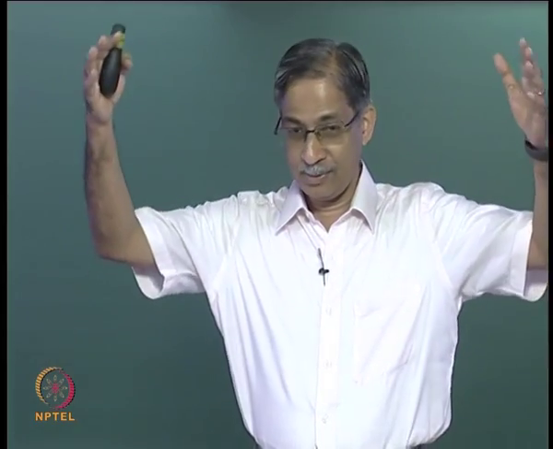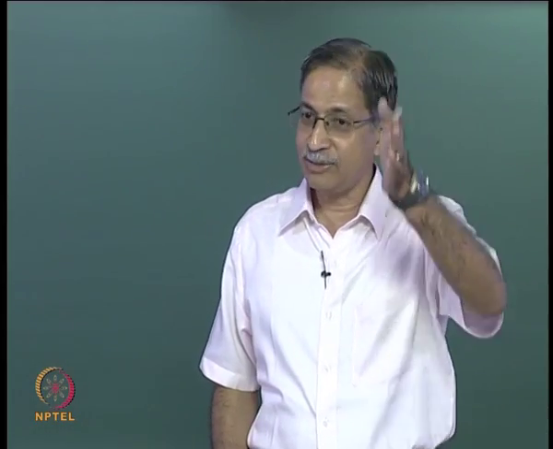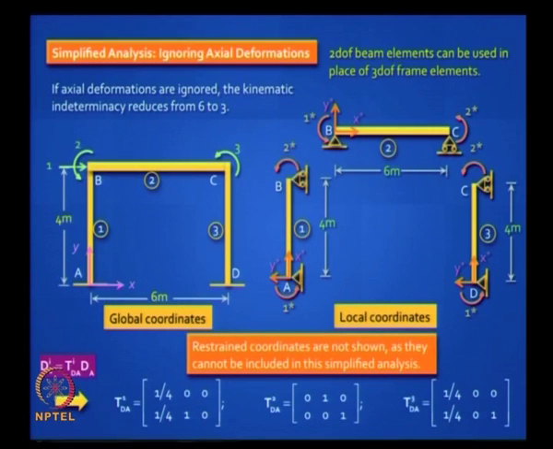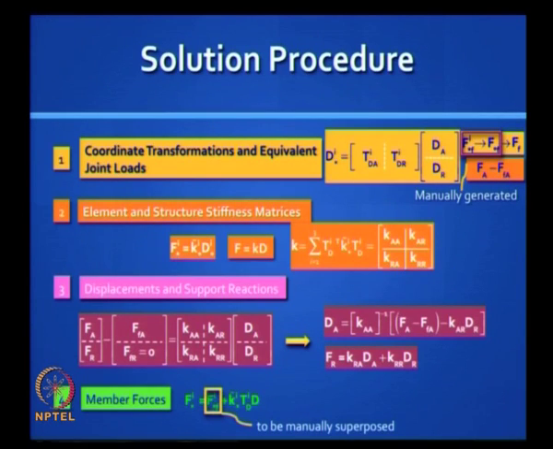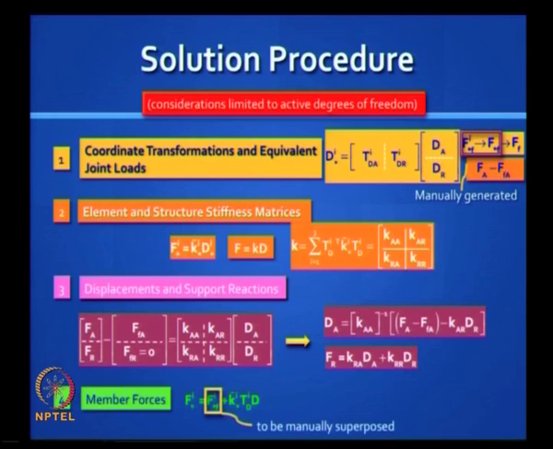We had that 12 by 12 and then I had to explain each column and each. Now this is child's play, right? The tremendous reduction in effort, and so procedure is the same with much less effort, but considerations are limited to active degrees of freedom. So you can chop off some of these calculations.